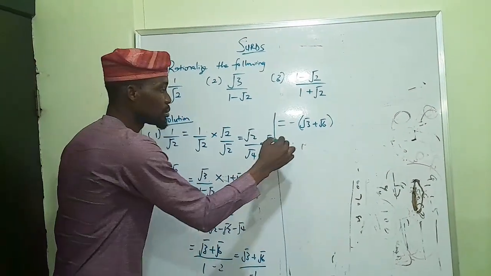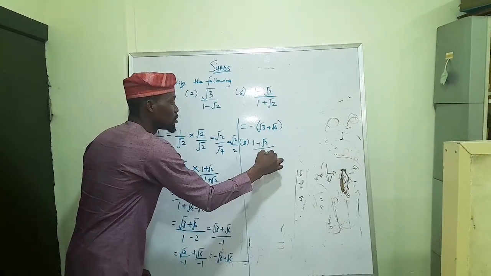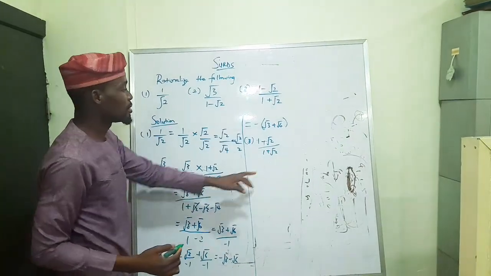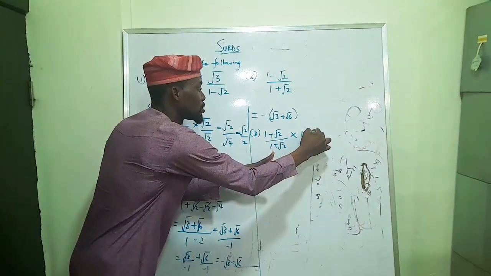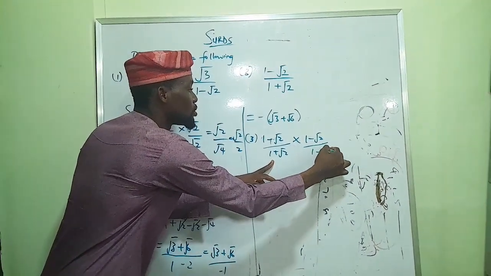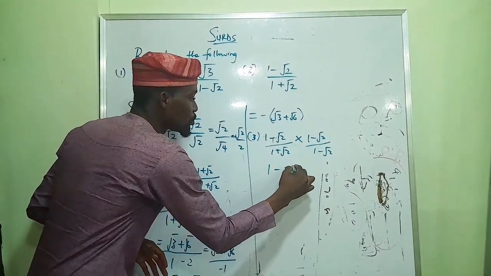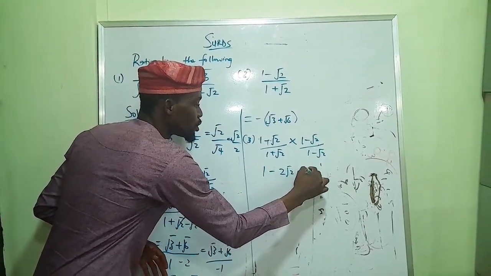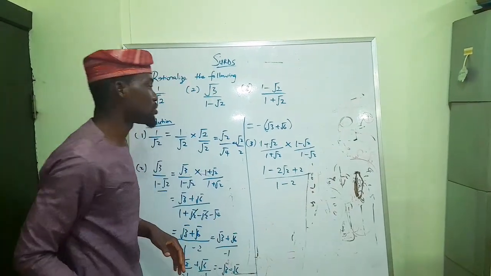Then finally, I'll just express, I have what? 1 minus root 2 over what? 1 plus root 2. In this case, the conjugate of this will be what? Negative. So that becomes times 1 minus root 2 over 1 minus root 2. At this point, what do I have? I have 1 minus 2 root 2 plus 2 all over 1 minus 2.